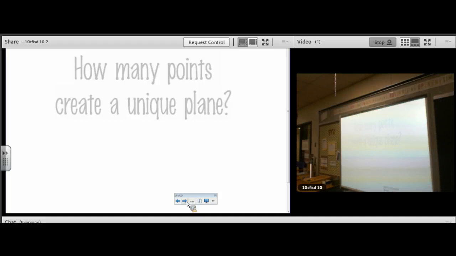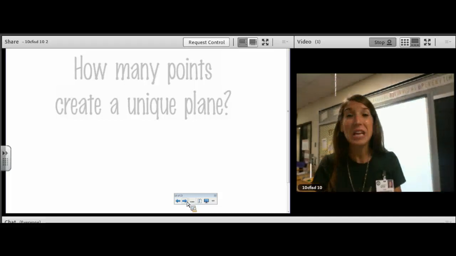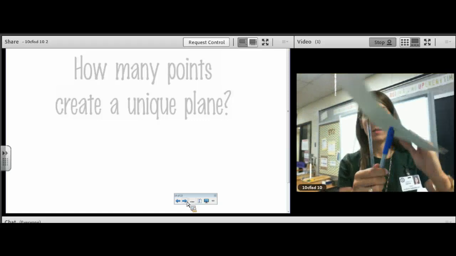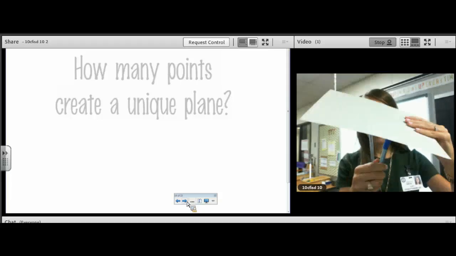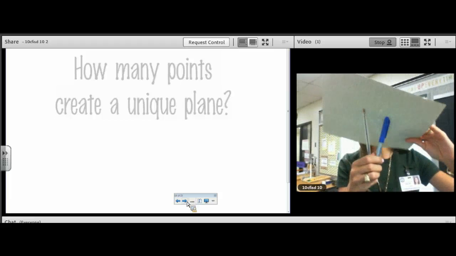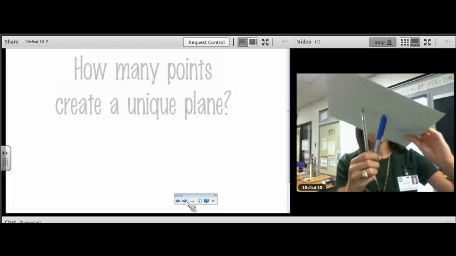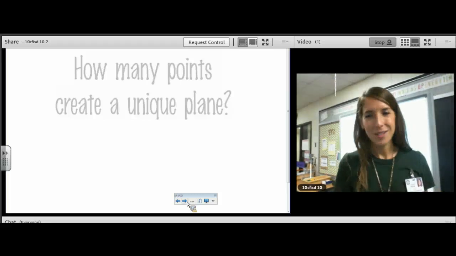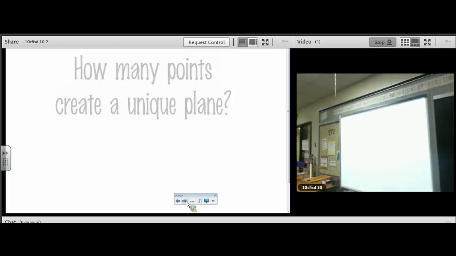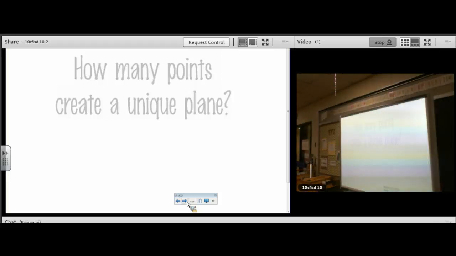But what about 2 points? Can I get a unique plane if I use 2 points? Let's try. Now I've got 2 points. Boom, there's a plane. But wait a minute, I can rotate it, and I'm not losing either of my points. I'm still touching both of my points. So 2 points won't cut it. I need another writing utensil. What about 3 points?